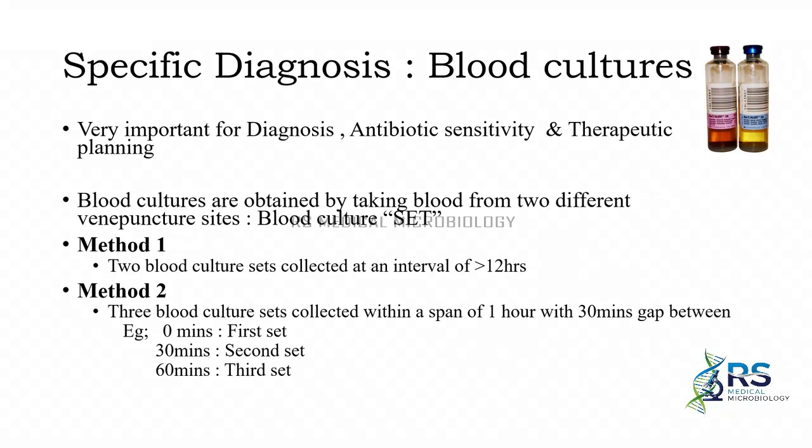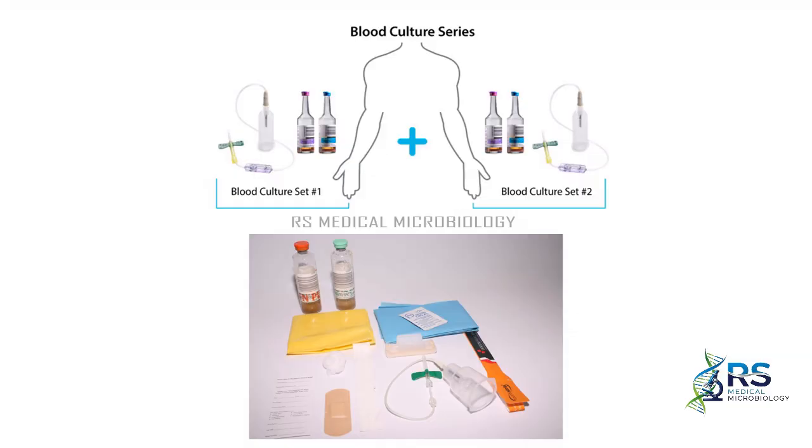Specifically, what do you want? You want to isolate the organism in culture. So basically, you take a set of blood cultures. You can take 2 blood culture sets at an interval of more than 12 hours, or the most preferred one is you take 3 sets of blood culture within the span of 1 hour with a 30 minute gap in between. That is, the first set as soon as you suspect, after 30 minutes the second set, and another 30 minutes later you take a third set and send it for culture. Always be sure to mention your suspicion so that the lab has an idea of what it has to look for.